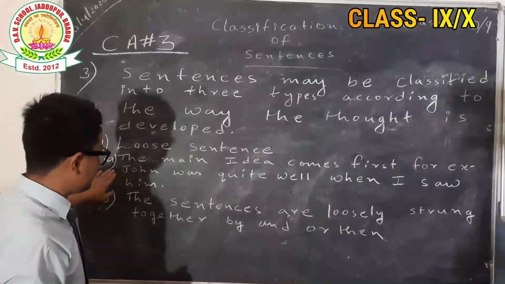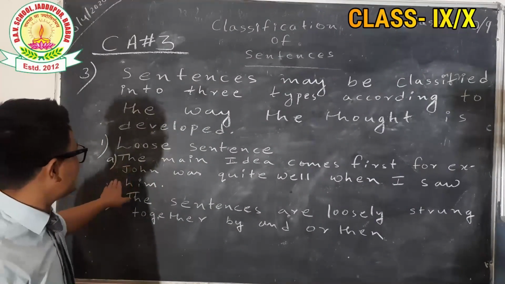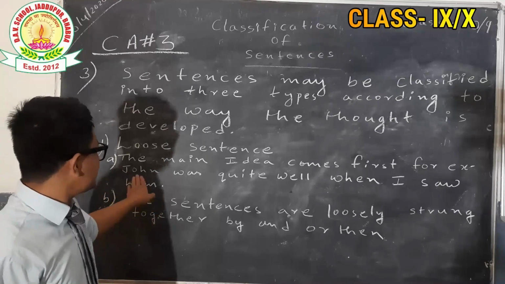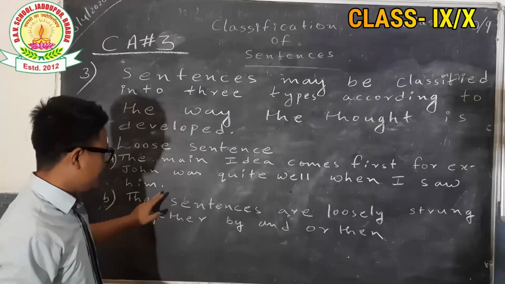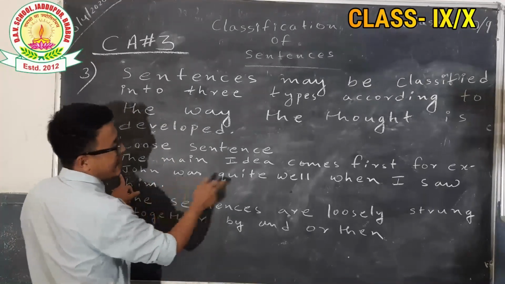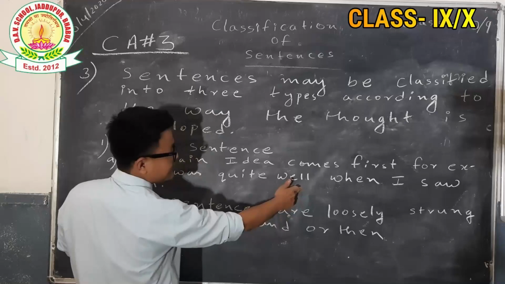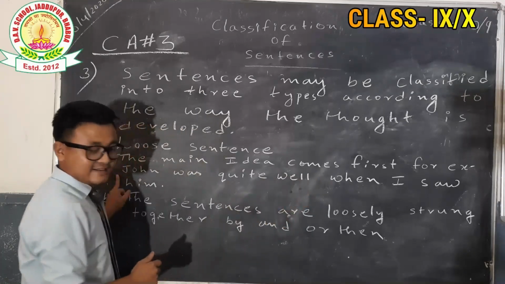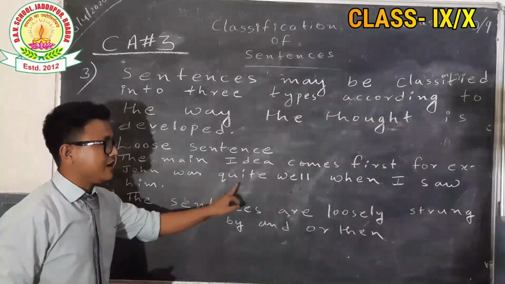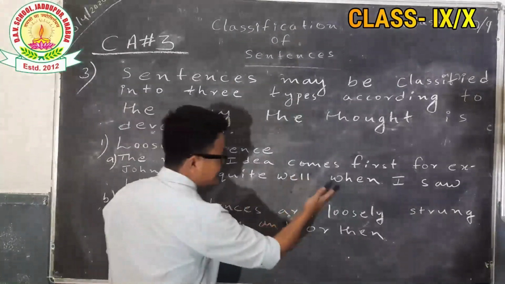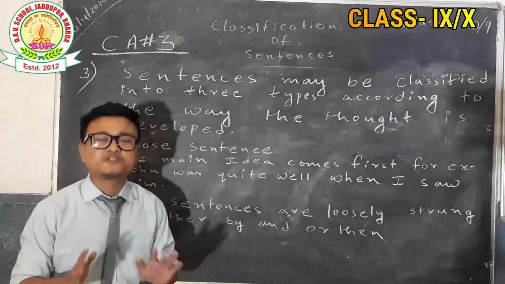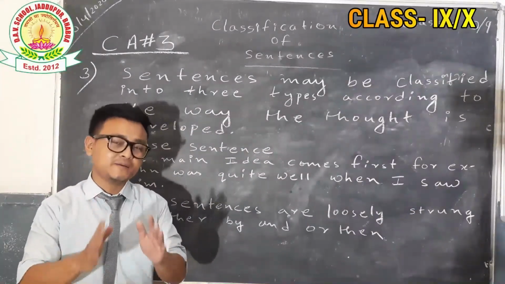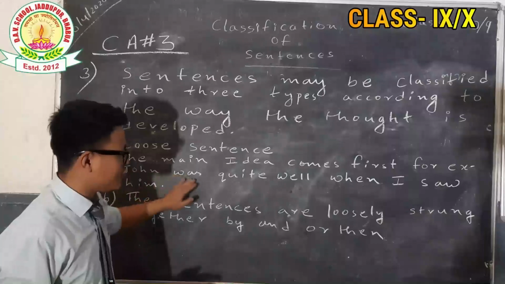For example, here we have a sentence: John was quite well when I saw him. Here the main idea is already given at the start: John was quite well. The secondary idea is 'when I saw him', which is not really important. What is important in this sentence is 'John was quite well', which is the major idea.